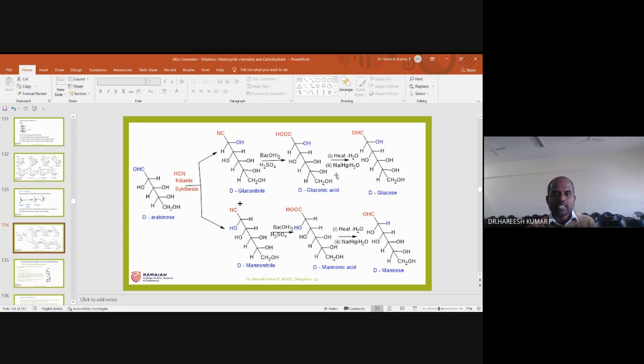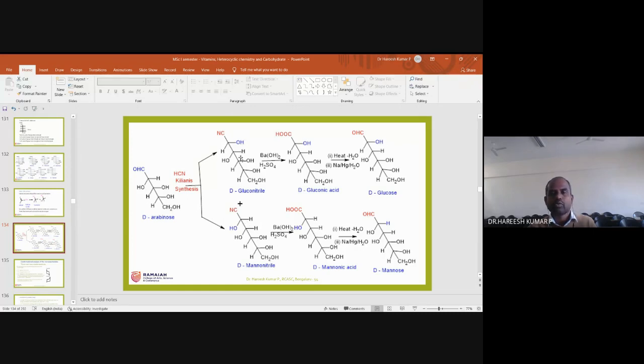And this method of writing structure is called Fischer projection formula. This method of writing is used in carbohydrates. The most oxidized part is written on the top of the molecule. So this is the most oxidized, this is also the most oxidized. And here cyanide, if it is attacking from this side, this isomer is obtained. If cyanide is attacking from this side, this isomer is obtained.